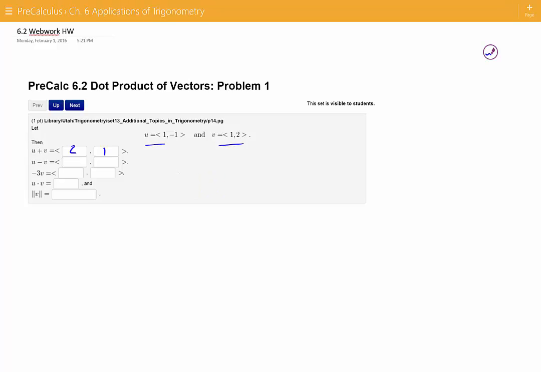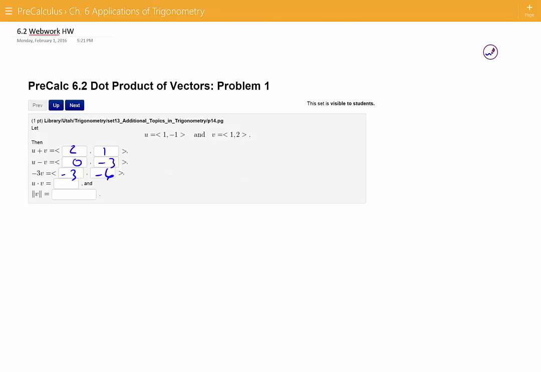When we subtract vectors, we do subtract. So 1 minus 1 gives us 0, and negative 1 minus 2 gives us negative 3. When I multiply a scalar, negative 3, times a vector, you just basically distribute, and that's going to give us negative 3 and negative 6.